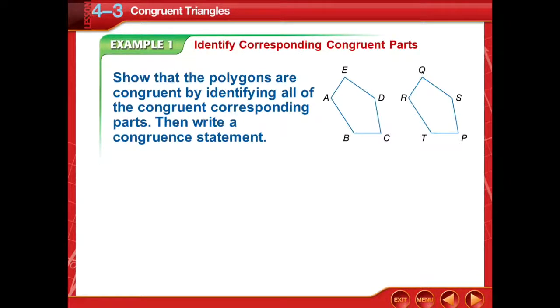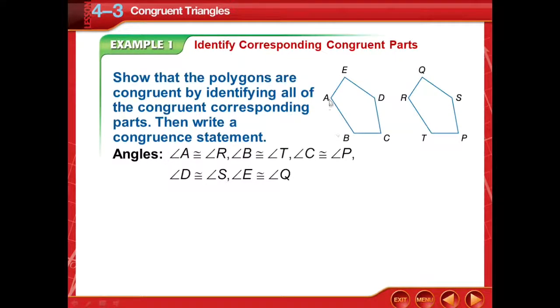So show that the polygons are congruent by identifying all the congruent corresponding parts. Then write a congruent statement. Now, nothing here is marked congruent. That's why we're doing this as an example. But if I want to list all the parts that are congruent and then write a congruent statement, I'm going to start with the angles. Angle A, which is right here, is congruent to angle R. Angle B is going to be congruent to angle T. Angle C is going to be congruent to angle P. Angle D is congruent to angle S. And angle E is congruent to angle Q.